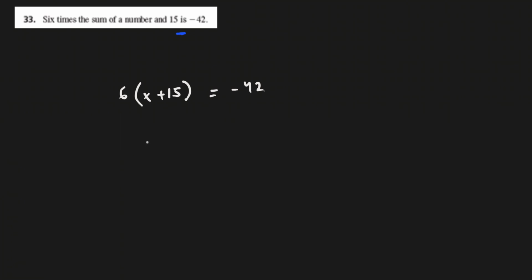Now, what we can do is isolate x. We can do one of two things. Let me do this here. So this is our way 1 and way 2. Way 1 involves the distributive property. So what you could do is distribute the 6 into the terms.